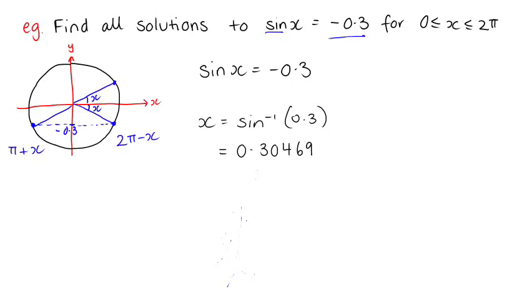Right, so that's for the first quadrant. That's that point there. Now we're just going to use symmetry to work out the other 2 points. So that's an angle in radians. We want to work out the angle going the whole way around to here. So we just do pi plus our original angle. So it'd be pi plus 0.30469. And again, that's just a calculator thing. I wouldn't expect you to do that in your head.